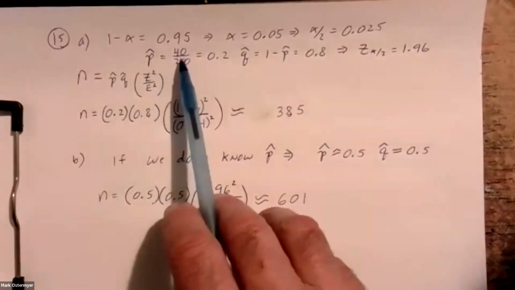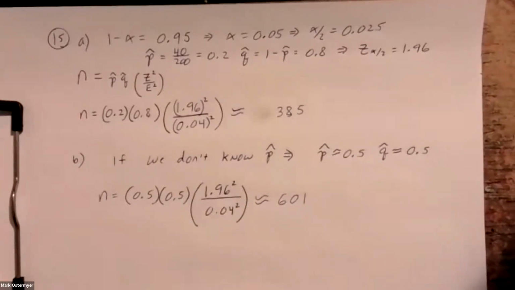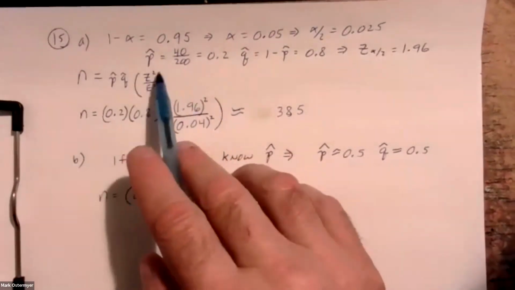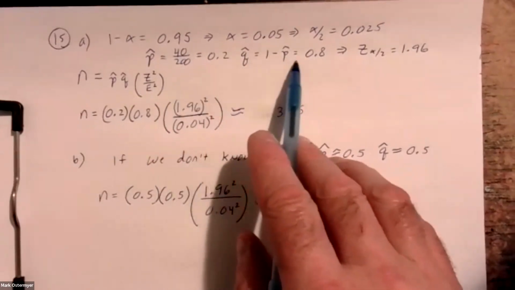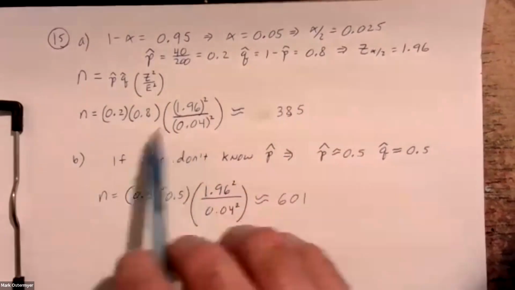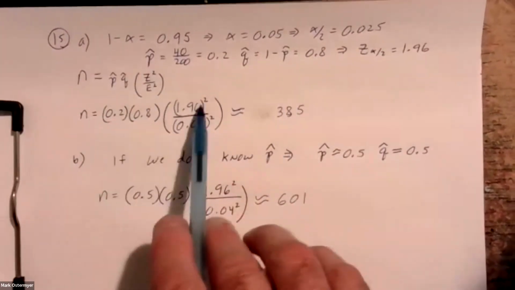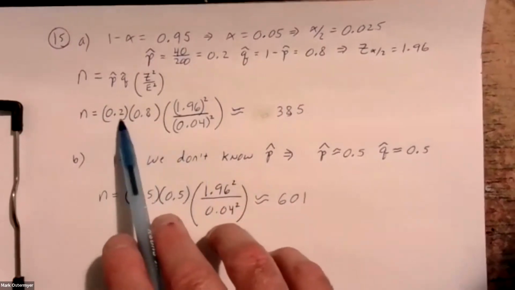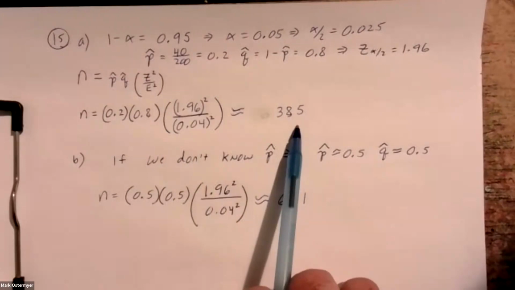Your sample proportion is of the 200 people randomly surveyed, 40 traveled overseas last year. So your sample proportion is 40 over 200, which is 0.2. Q hat is 1 minus P hat, which is 0.8. Plugging the values into your sample size formula here, going through the arithmetic, you get a sample size of at least 385 needs to be selected.